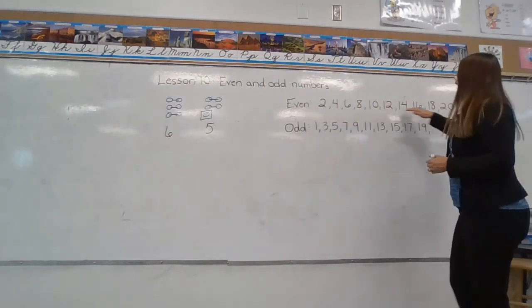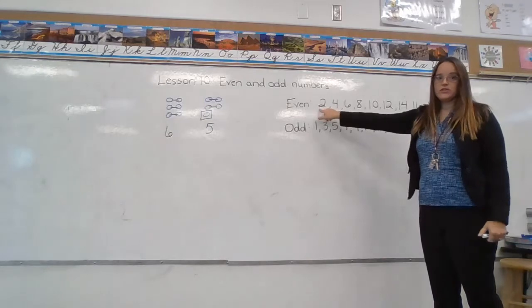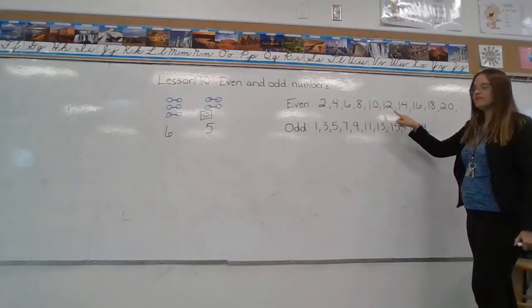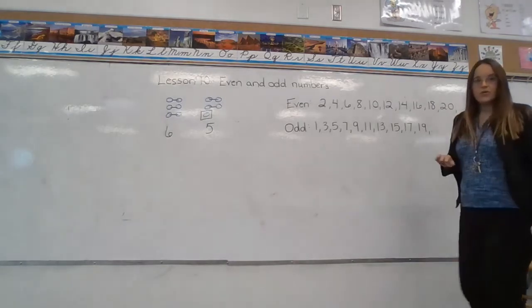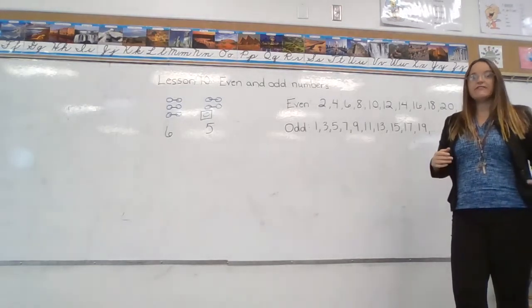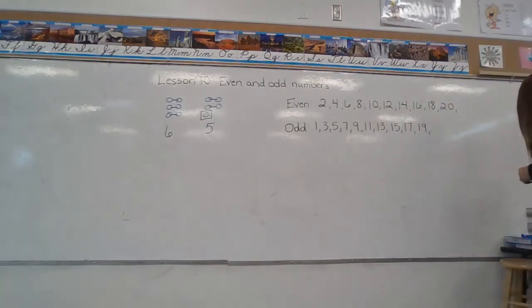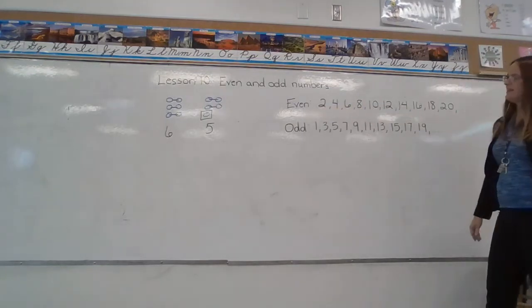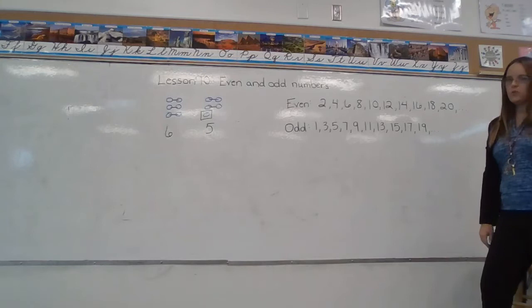So take a look over here. I have a list of even numbers starting with 2, and we just count by 2s. 2 is even. 4, 6, 8, 10, 12, 14, 16, 18, 20, and the list could go on and on. I could count even numbers literally forever. But there's something that I want you to notice about our even numbers here. Take a look at this list, just the top list here, and tell me if you notice something about the digits, particularly the digit in the ones place. What do you see?